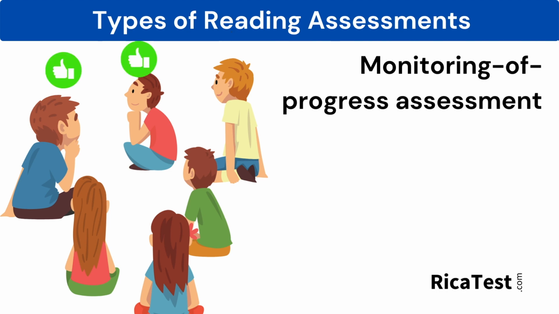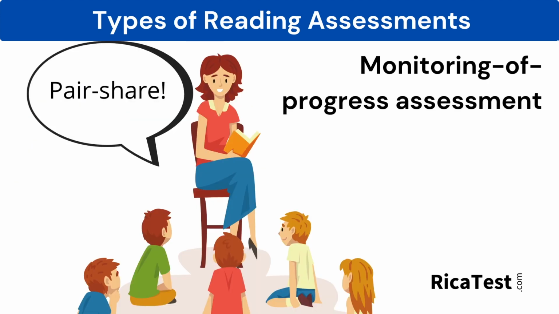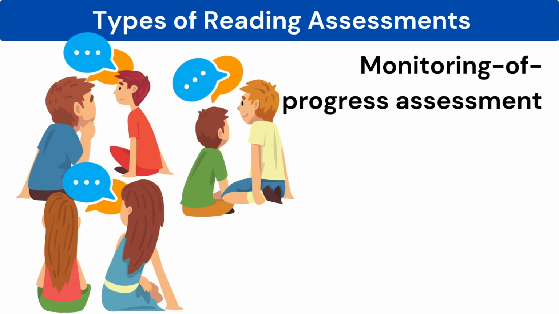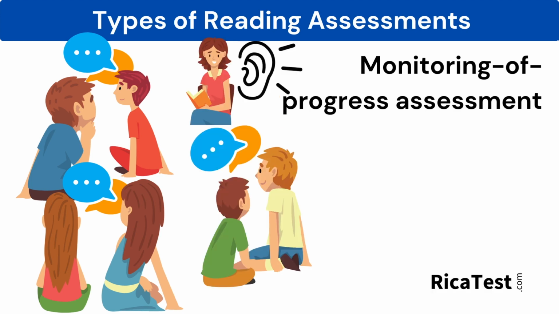And as they think of an answer, they show the teacher a thumbs up. Then the teacher says, "Pair, share," and the students turn and talk with the partner sitting next to them. During the monitoring of progress assessment, the teacher closely observes and listens to the conversations while checking for student understanding.